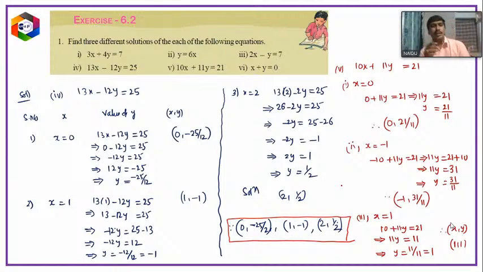So here in this question, once again, please children, look at the question. It is asked to find any three different solutions.